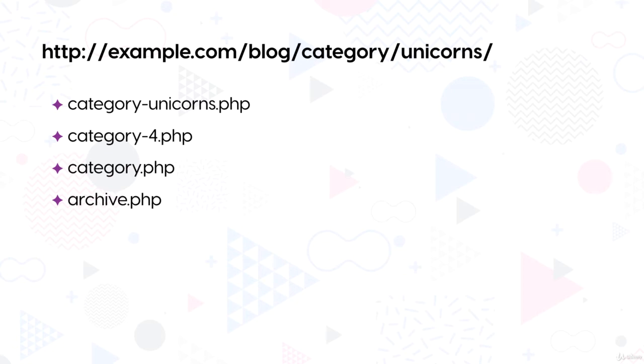Archive.php is responsible for displaying any archive, not only the category, also the tags and the time archives and so on. So it's more generic than category.php. And if that's not found, it will fall back to index.php. So remember when we mentioned that index.php is the only required template for your theme? That's the reason why. Any request that WordPress will not find a template for, it will always fall back to index.php. That's why it should always be there.